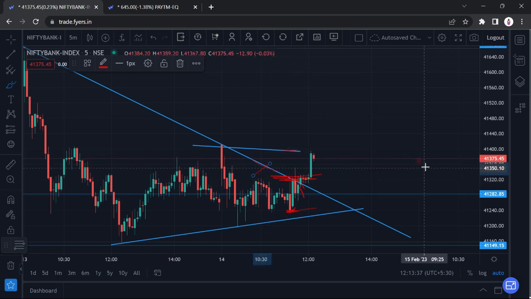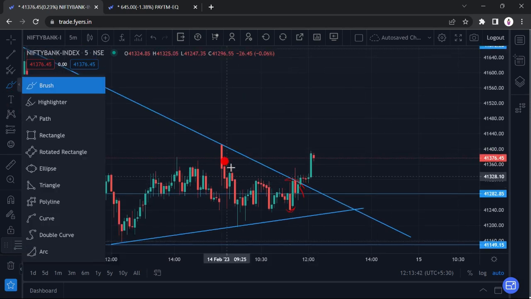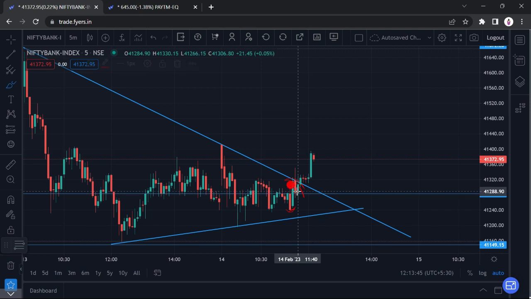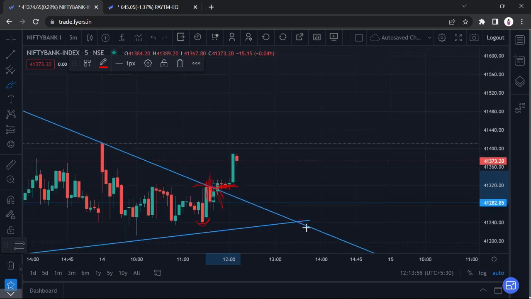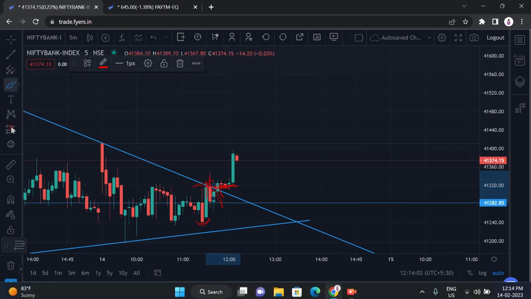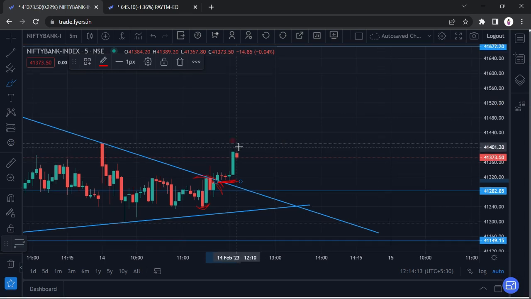So I ignored this and kept waiting. When price broke this trend line around this area and came back, it started consolidating around this area. I just kept waiting and observing the market. Once it started consolidating again, it started creating a base around here. If you observe this area correctly, this is the base, created on top of the trend line itself.